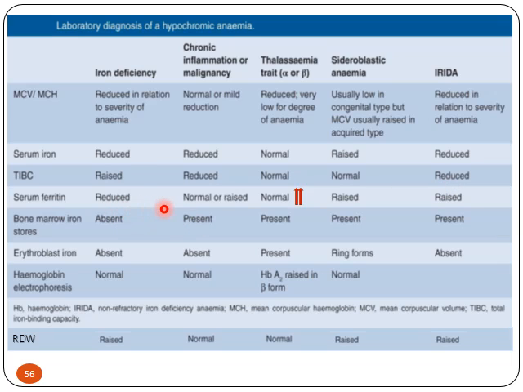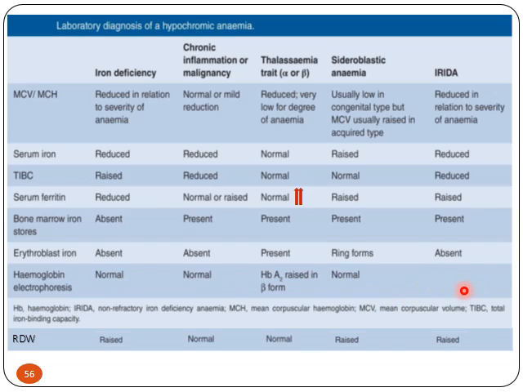The serum ferritin is reduced in iron deficiency, normal or raised in anemia of chronic disease, normal in thalassemia trait, elevated in overt thalassemia, and raised in the sideroblastic anemia and also in the refractory iron deficiency. The bone marrow iron is absent in the iron deficiency and present and even more augmented in sideroblastic anemia. The erythroblast iron is absent in the iron deficiency and the anemia of chronic disease, present in thalassemia, and present in ringed forms in cases of the sideroblastic anemia, hence the term ringed sideroblast.